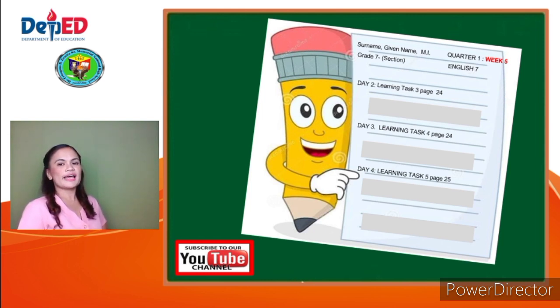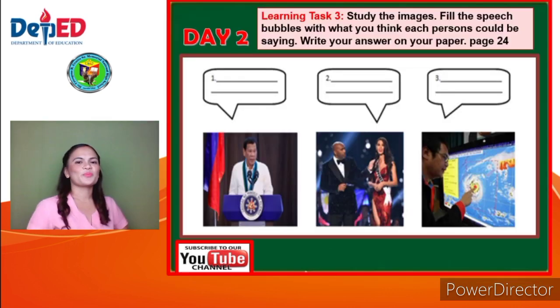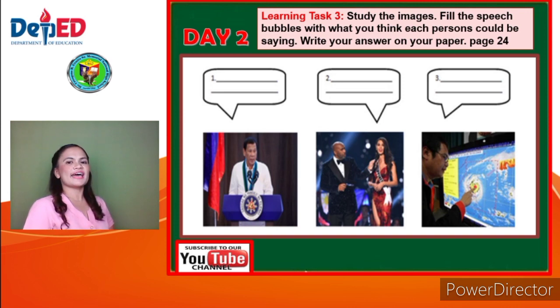Day 2, learning task 3 on page 24. Day 3, learning task 4, page 24. And day 4, learning task 5, page 25. Day 2, learning task 3: Study the images. Fill the speech bubbles with what you think each person could be saying. Write your answer on your paper.